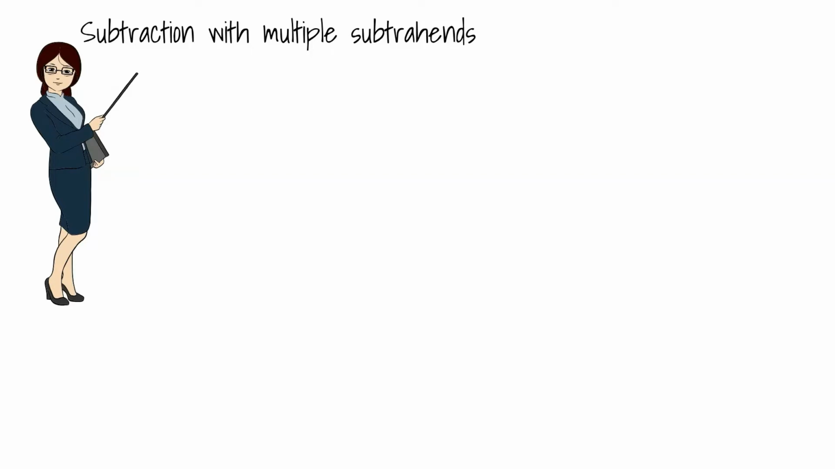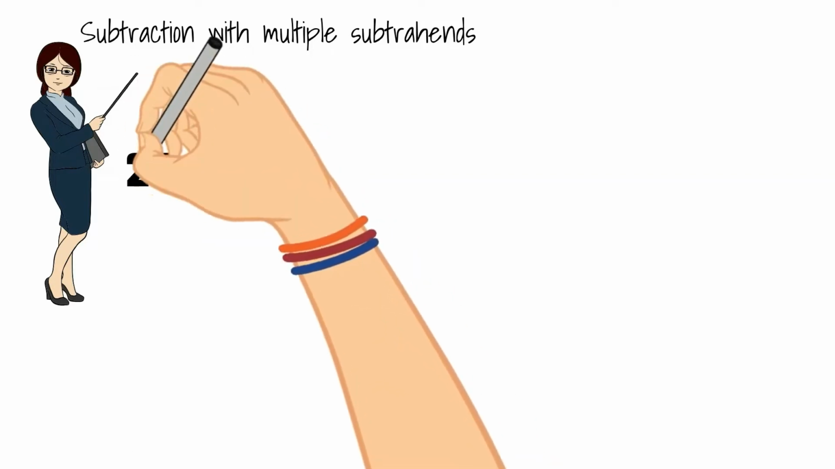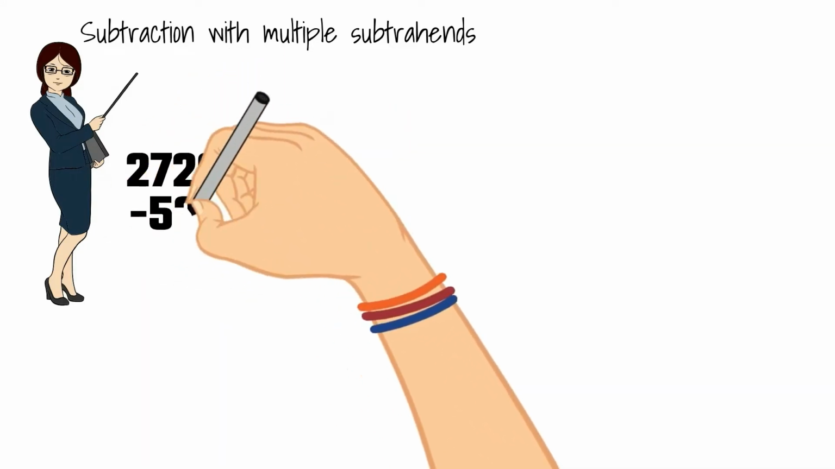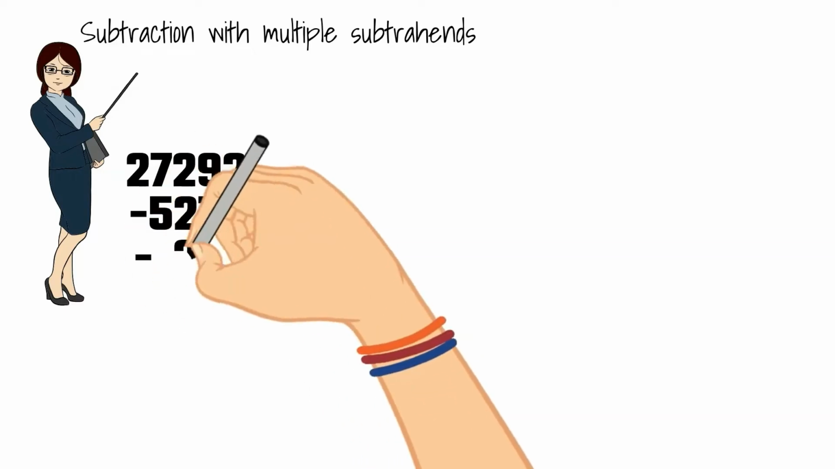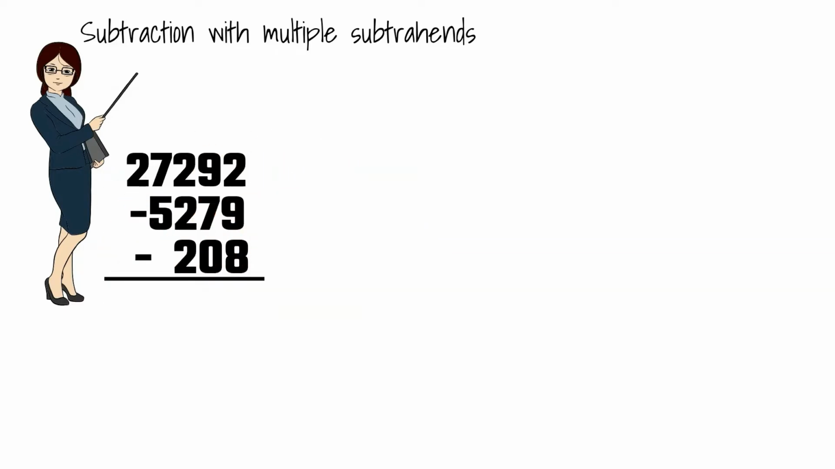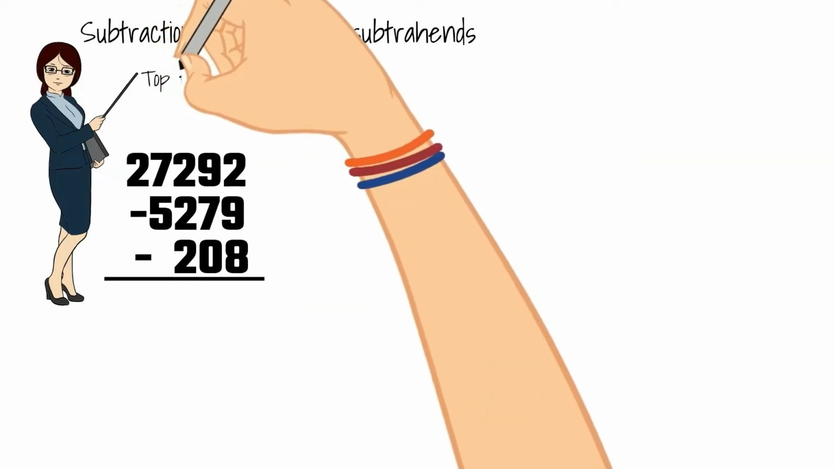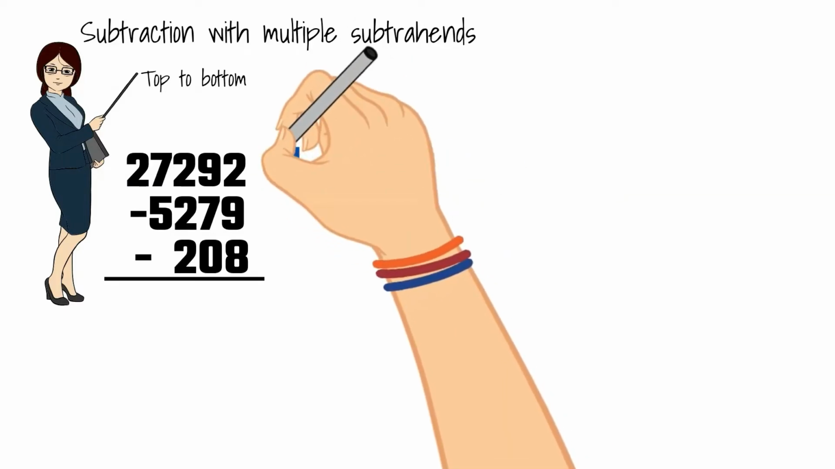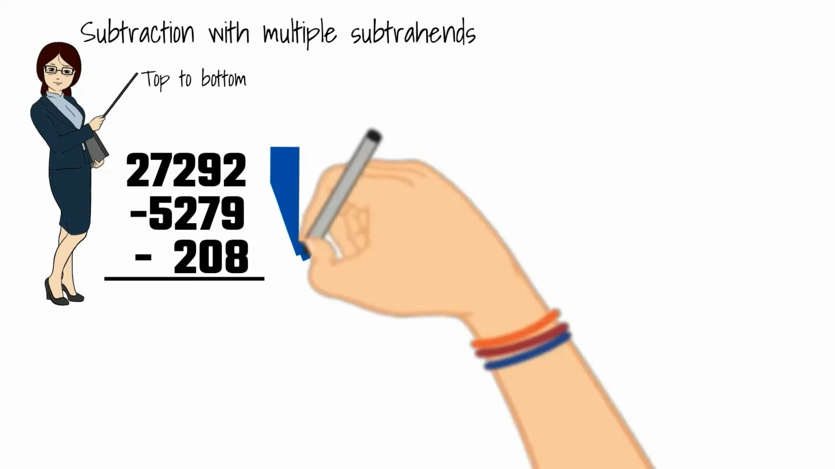Let us take this example. 27,292 minus 5,279 minus 208. One way of performing the operation of subtraction is from left to right, or in this case, top to bottom, where the number on top is the minuend and the numbers below are subtrahends. Again, the digits of the numbers should align vertically and accordingly to their place value. Let's subtract.